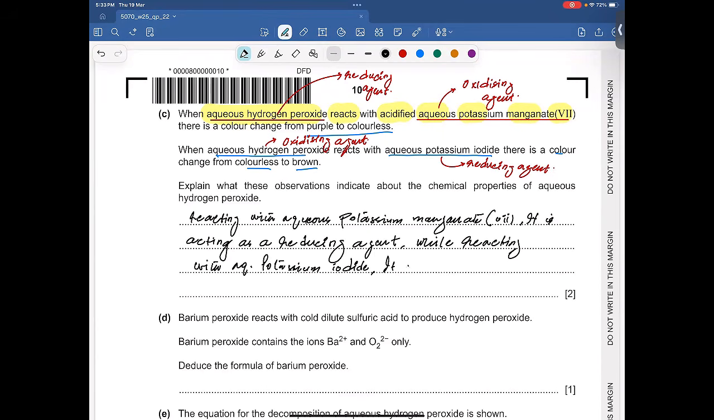It is acting as an oxidizing agent. Okay.